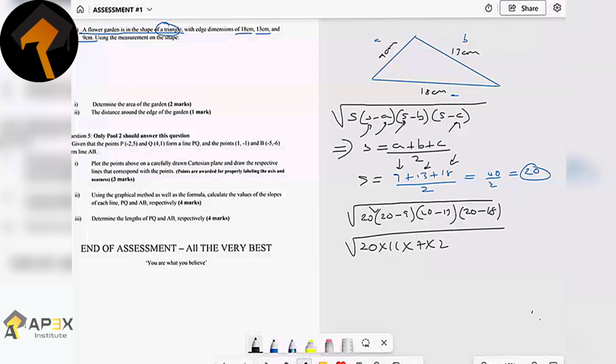When I did the calculation, I got 3080. You guys can confirm with me in the comments if that is right, because I'm not using my calculator. And then I end up with 55.42. I think that's what I ended up with. Don't quote me, guys, because I'm not using my calculator. Let me just check my answer sheet here.